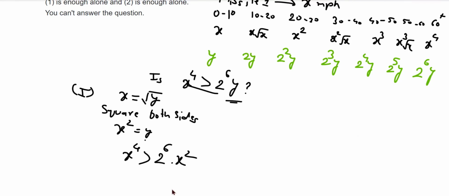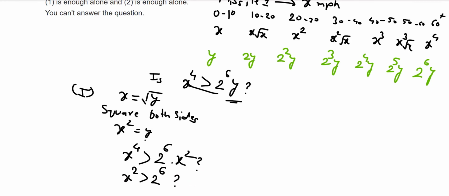What else can we do? Let's divide both sides by x square. Simplify it further, so you will have x square is greater than 2 raised to 6. But this is still a question mark. Do you think it solves your problem? Does it answer your question?